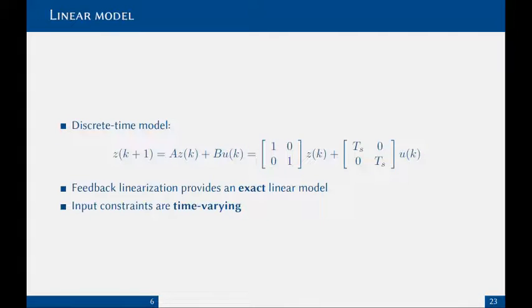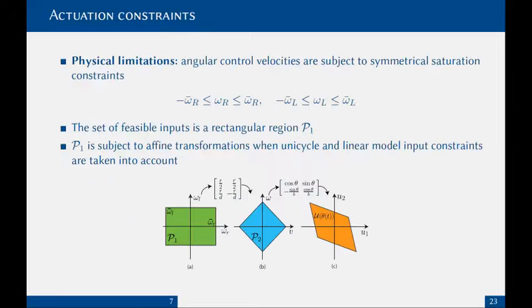Finally, we derived a discrete-time linear model that has the advantage of exactly describing the robot motion. Unfortunately, this model presents time-varying input constraints, as will be shown in the next slide. In fact, there are some physical limitations to be taken into account.